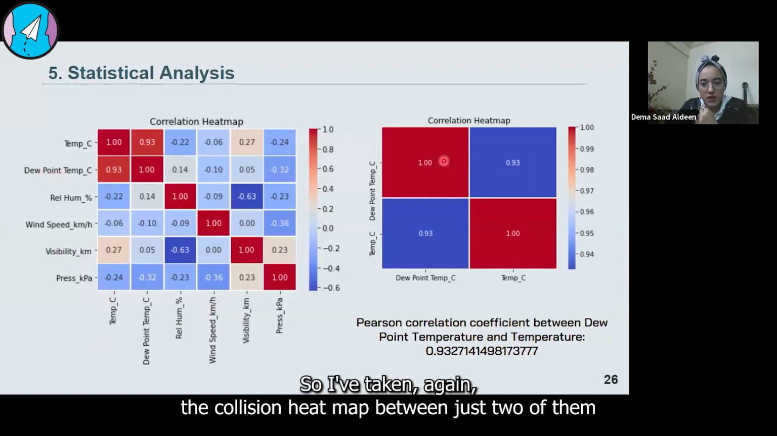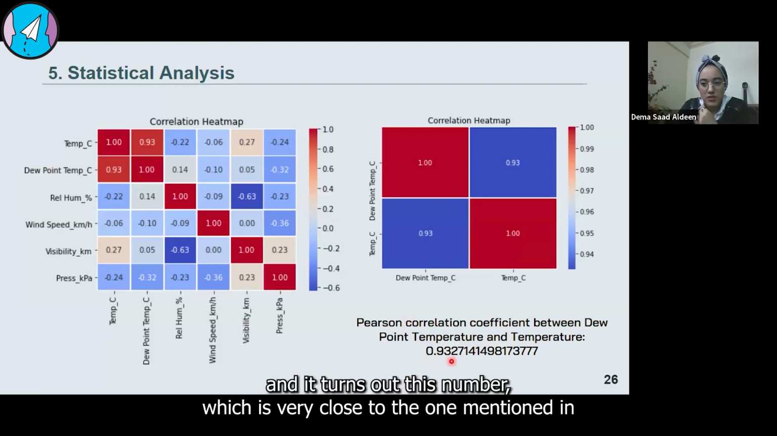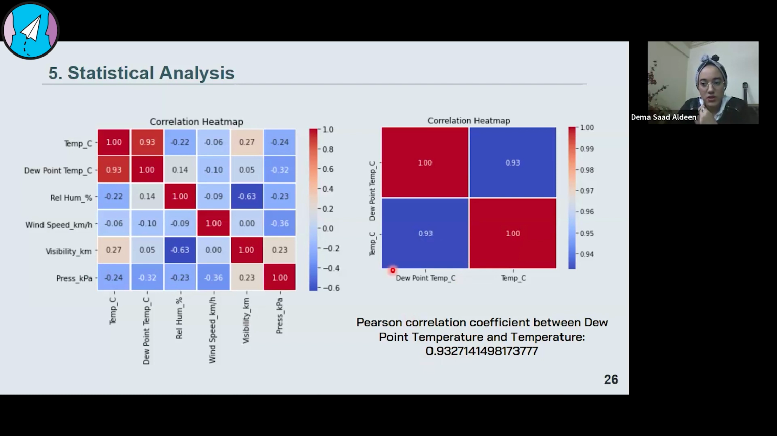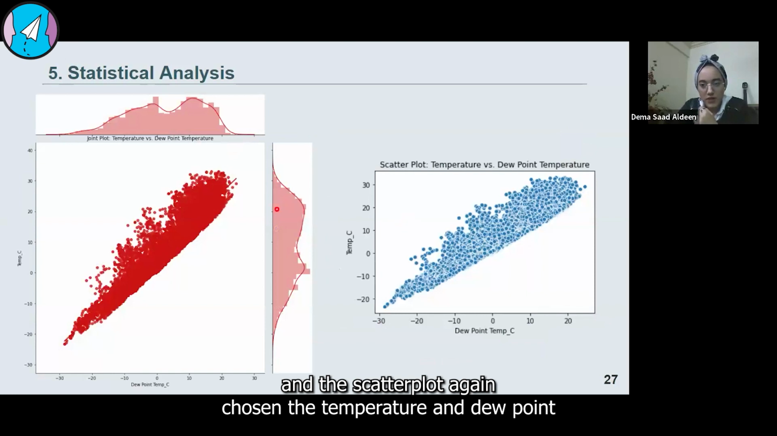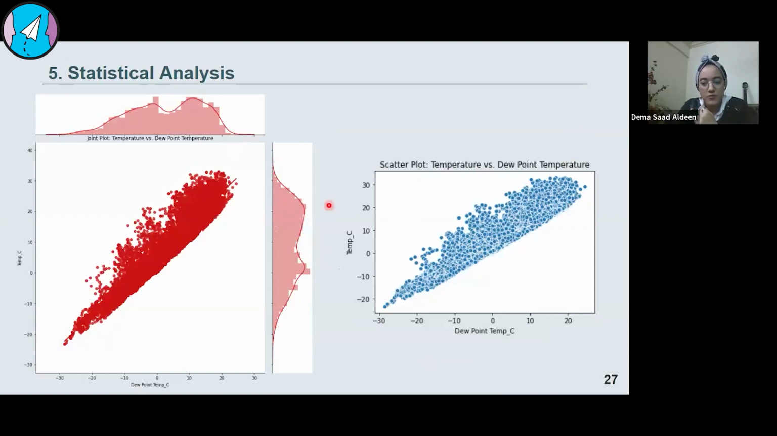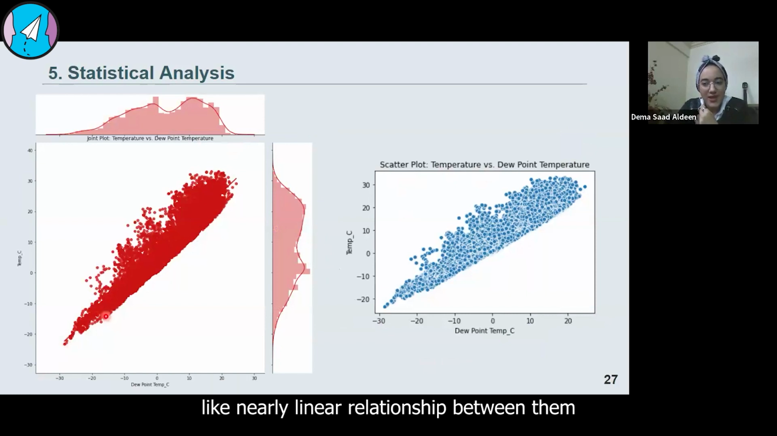So I've taken, again, the correlation heat map between just the two of them. We can see I've also calculated the Pearson correlation coefficient between them, and it turns out to be this number, which is very close to the one shown in the correlation heat map. And finally, here's the joint plot and the scatter plot. I've again chosen the temperature and dew point depending on the heat map for all the variables. We can see it's a nearly linear relationship between them. We can see it here and here in the joint plot.